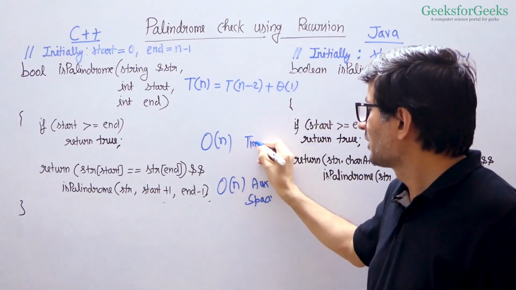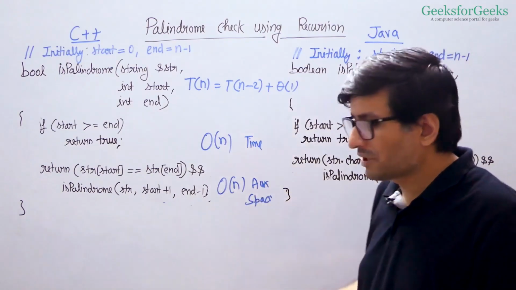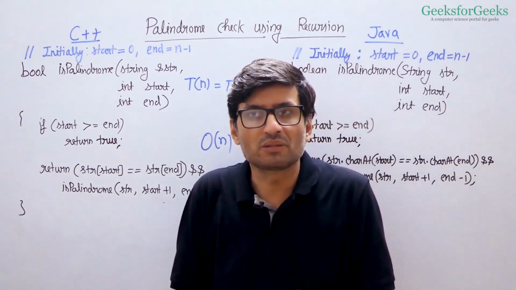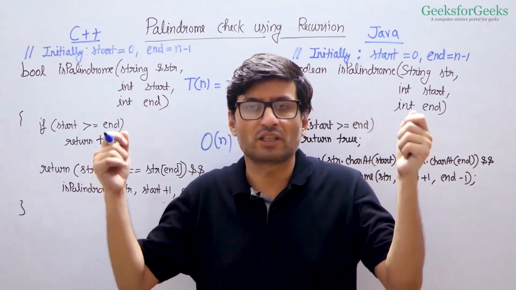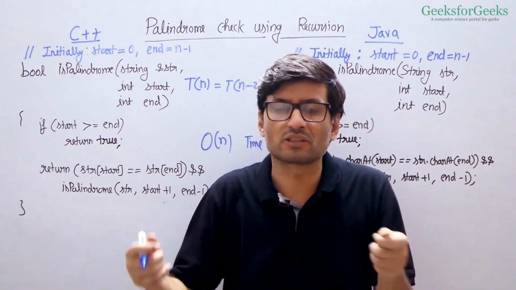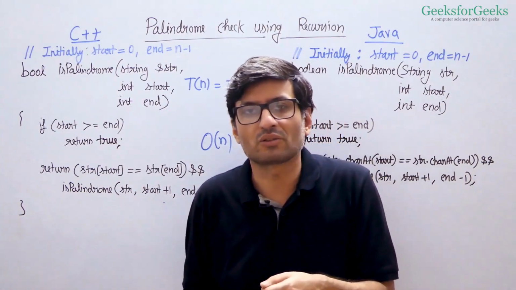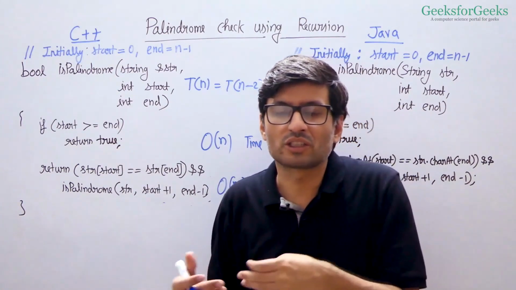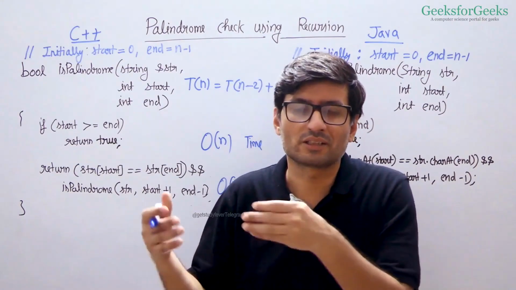Again, the auxiliary space would also be big O of 1 in the best case, when the first and last characters themselves do not match, right? You call the function only once, there are not many functions in the recursion call stack, and you just take the constant auxiliary space to decide that that's not a palindrome.